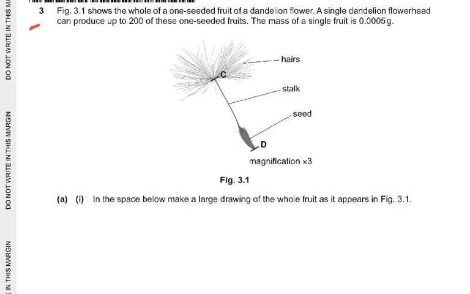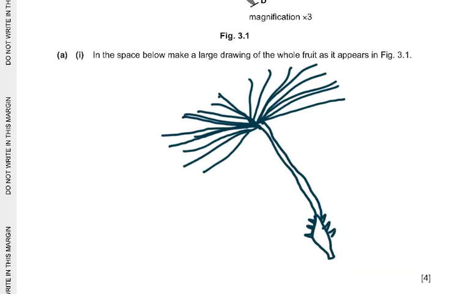Question number 3. Figure 3.1 shows the whole of one seeded fruit of a dandelion flower. A single dandelion flower head can produce up to 200 of these one seeded fruits. The mass of a single fruit is 0.0005 gram. In the space below, make a large drawing of the whole fruit as it appears in figure 3.1. Now the diagram should proportionately be right.